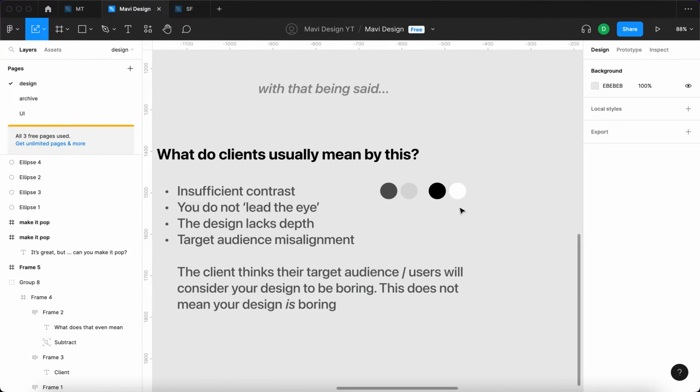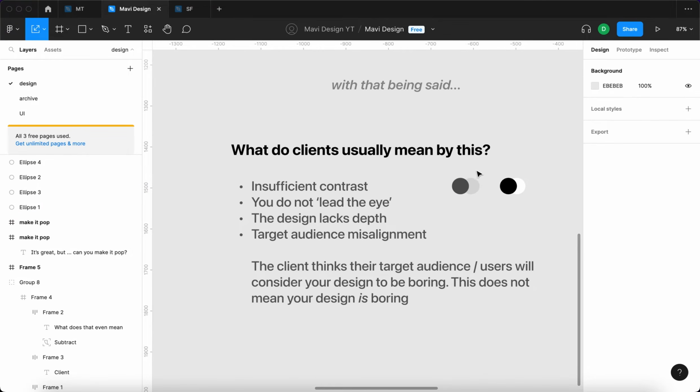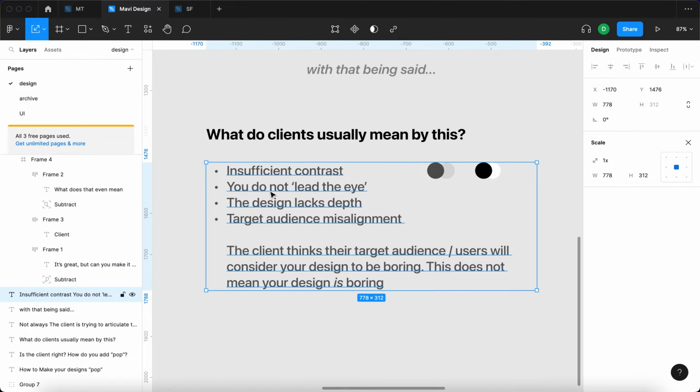You know, after all, if you place these on top of each other, this simply pops more than the previous version, right? Insufficient contrast might be one of the causes. Then you do not lead the viewer's eye.